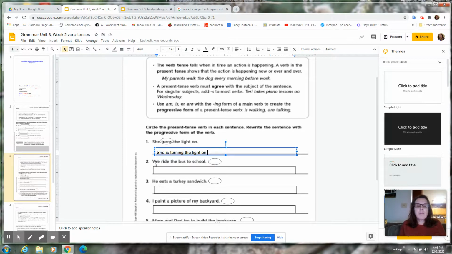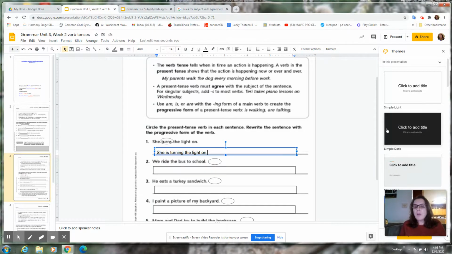And we'll look at this one. I won't do it for you, but we'll talk about it. We ride the bus to school. Once again, it's going to be present, so you will say we are riding. Hopefully that explains it and you can understand how to do this and do a good job.